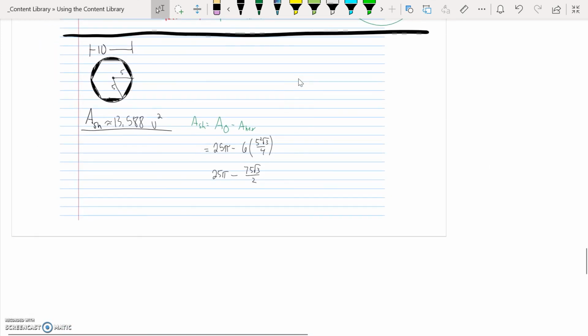And lastly, the area here is the area of the circle minus the area of the hexagon. The circle is 25 pi, the hexagon is 6 times 5 squared root 3 over 4. There's our equation. This should look familiar. This is the area of one of the regular triangles. For example, this one right here. And since the regular hexagon is made up of 6 of those regular triangles, I multiplied it by 6, simplified it a little bit, and there is our shaded area.